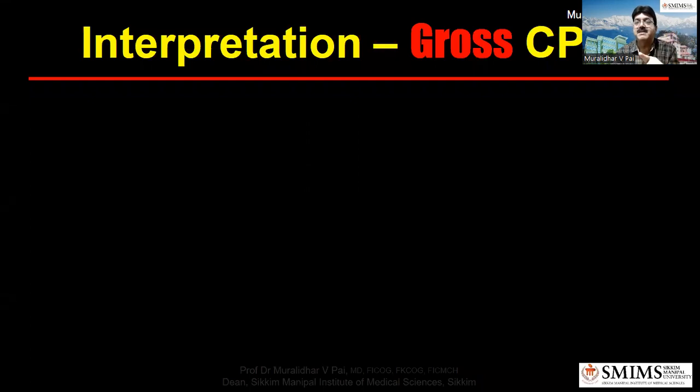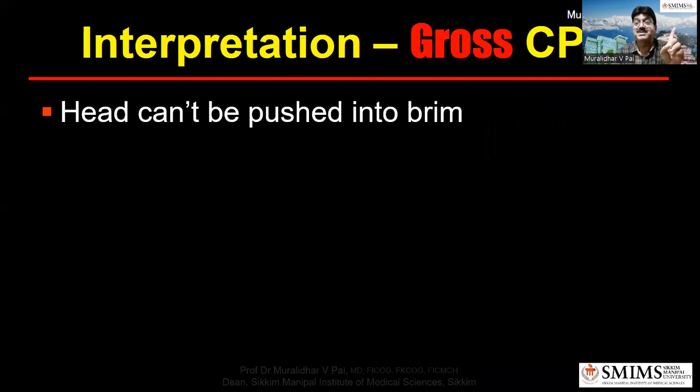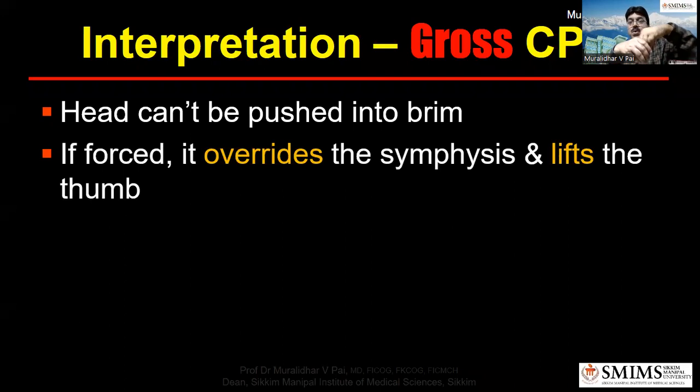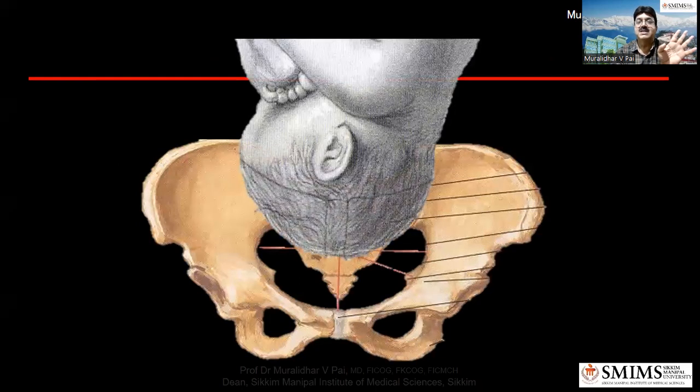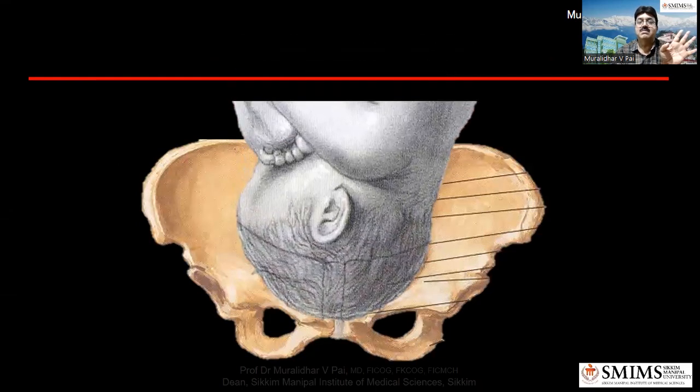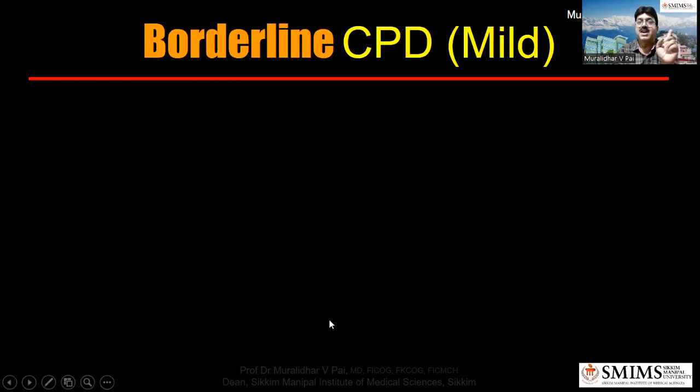Now, gross CPD means I'm exactly opposite of this. The head cannot be pushed below the brim. And if you keep on insisting, it will override and this thumb is lifted up. And obviously, there is no question of the fingers at the level of the ischial spine feeling anything. So this just overrides. Can you see here? It is coming above the symphysis. This is gross CPD.